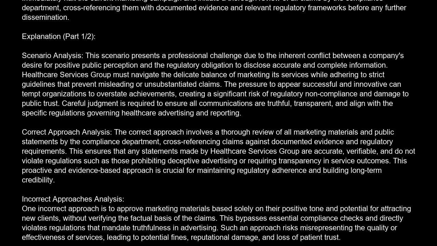Incorrect approaches analysis. One incorrect approach is to approve marketing materials based solely on their positive tone and potential for attracting new clients, without verifying the factual basis of the claims. This bypasses essential compliance checks and directly violates regulations that mandate truthfulness in advertising. Such an approach risks misrepresenting the quality or effectiveness of services, leading to potential fines, reputational damage, and loss of patient trust. Another incorrect approach is to rely on anecdotal evidence or testimonials without independent verification or ensuring they are representative of typical patient experiences.